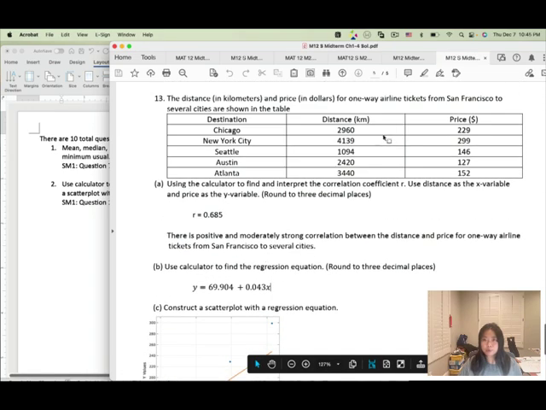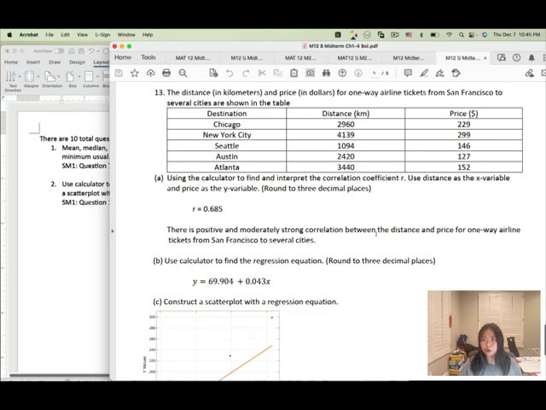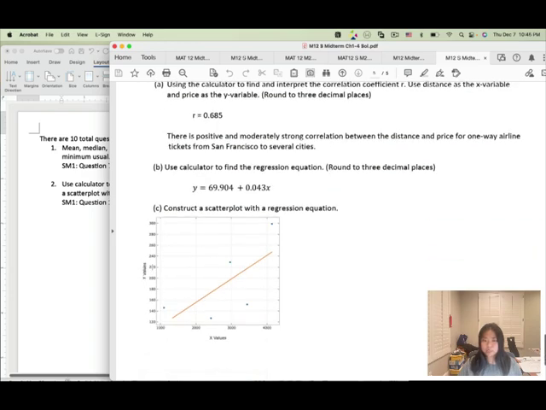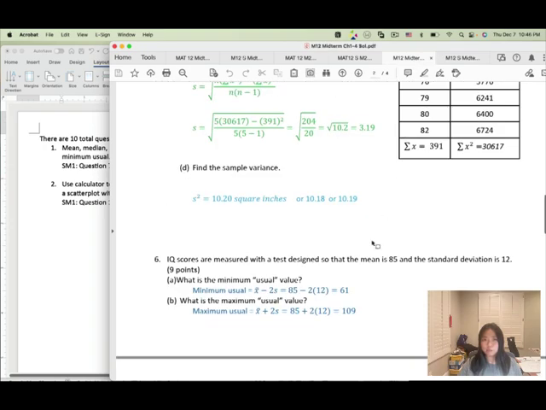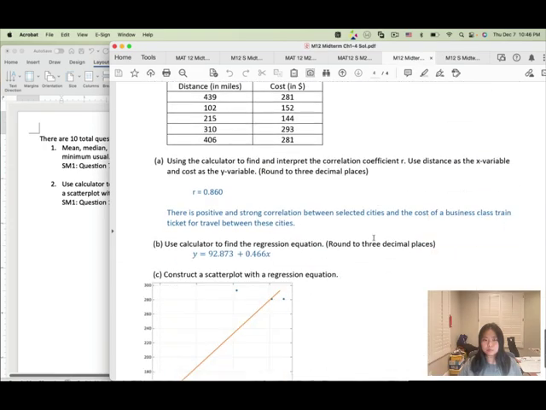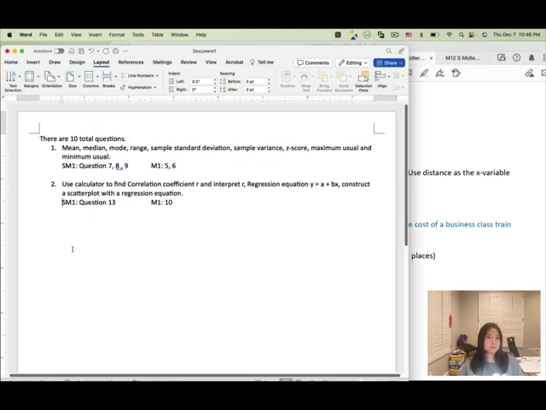From this example, my x value will be distance. So put the distance here. Y will be the price. So put the price in here and also the title. Okay, so review the sample midterm 1, question 13 and the midterm 1, number 10. Okay, similar question. Number 3.